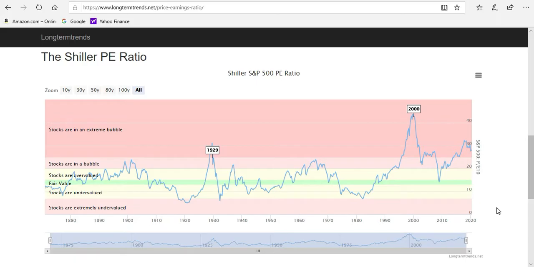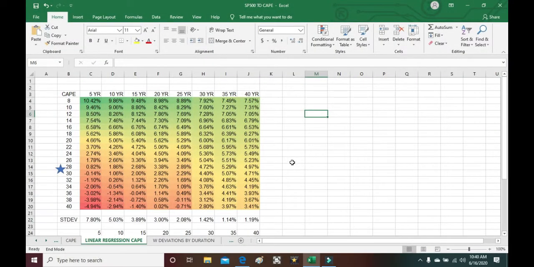Let's compare this back to the table. If we look at the table and notice the blue star that we have here, that indicates roughly where we are in the CAPE ratio on an average of the last few months. Notice that on a 5-year hold, assuming that history repeats itself, we would have roughly a negative 1% return on average. We would have to hold nearly 35 or 40 years to approach a reasonable, in my opinion, return of 5 or 4%.